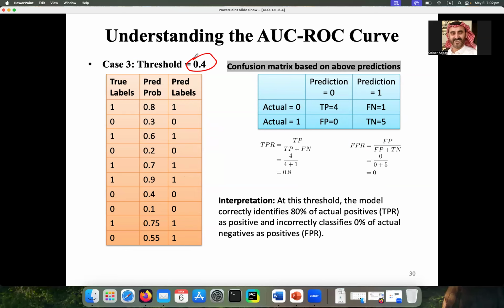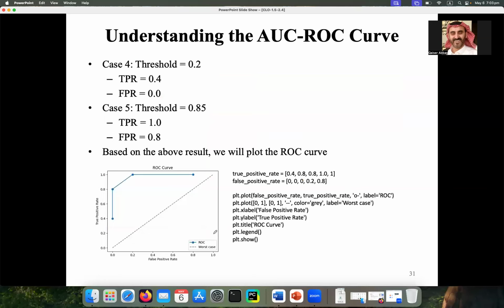Why are we changing it again? Because we want to draw the curve. For that curve, you at least need 5, 6, 7 points. So now you change the threshold. Up to now you have only got 2 points, and now you will get another point. You change the threshold, and you know the meaning of that threshold by applying the same concept here. You got the confusion matrix by using the same approach. Then you have the TPR and FPR, and then the interpretation. Same.